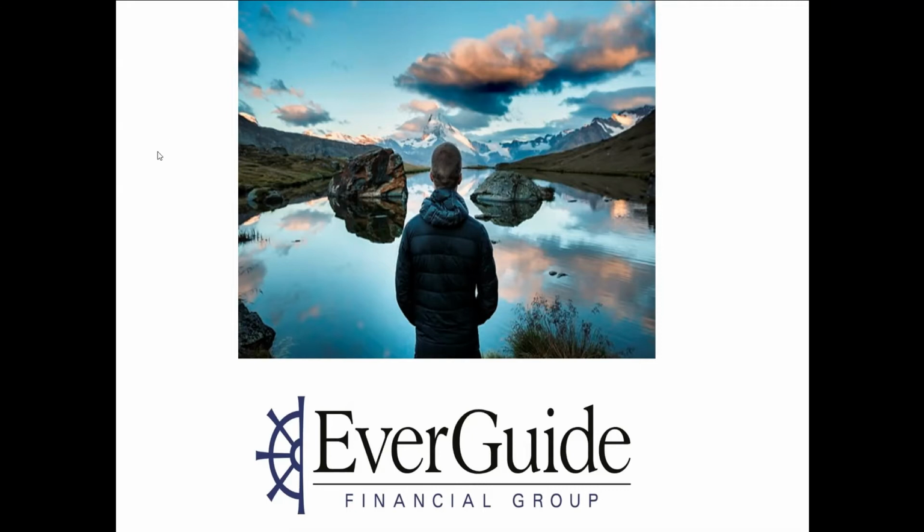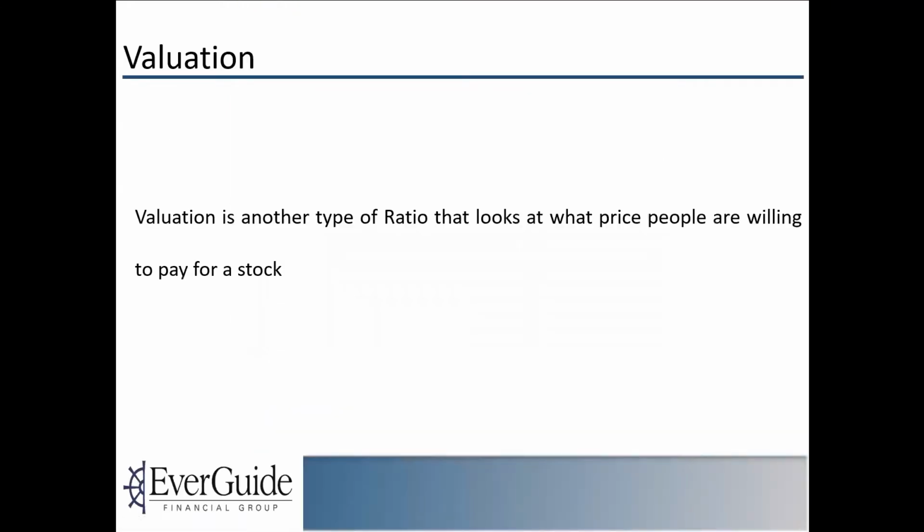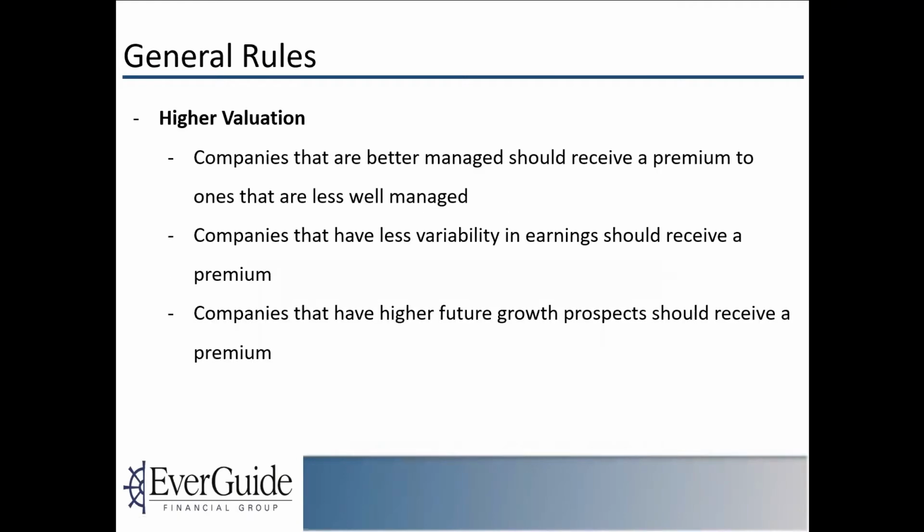Today, we're going to talk about valuation. So valuation is really another type of ratio that looks at what price people are willing to pay for a stock. So in general, higher valuation: companies that are better managed should receive a premium to ones that are less well managed. Companies that have less variability in earnings should receive a premium.